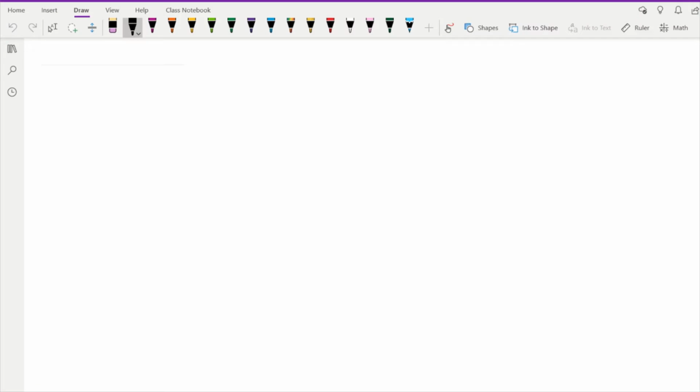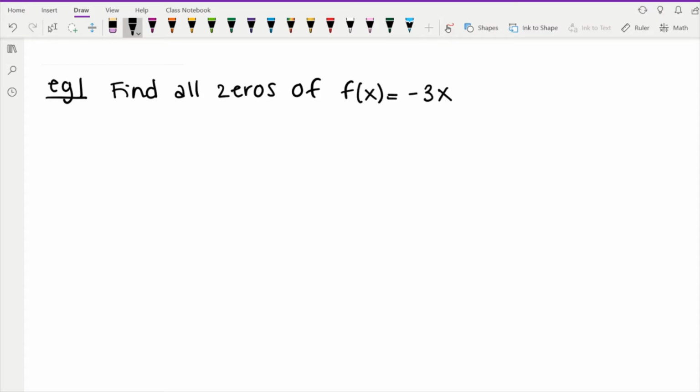Okay, so I want to do a few examples of finding the zeros of different types of polynomials. And then we'll also introduce another concept called multiplicity. That's basically just a feature of zeros of a polynomial. So let's start with this example. I want to find all zeros of the polynomial f of x is equal to negative 3x cubed plus x squared plus 2x.